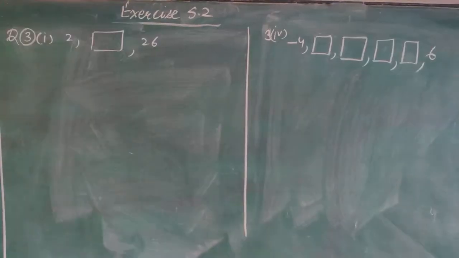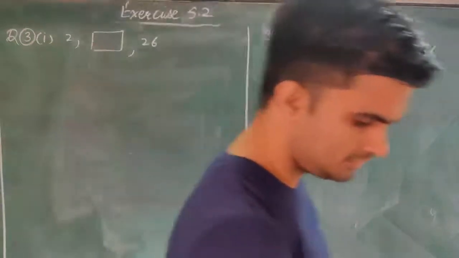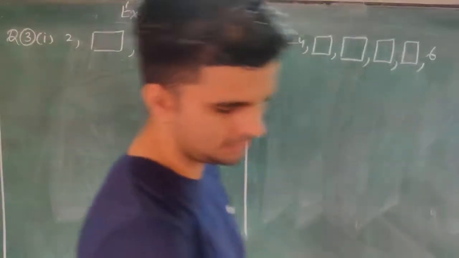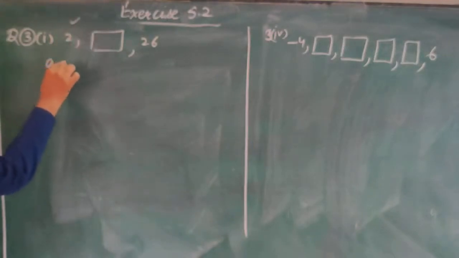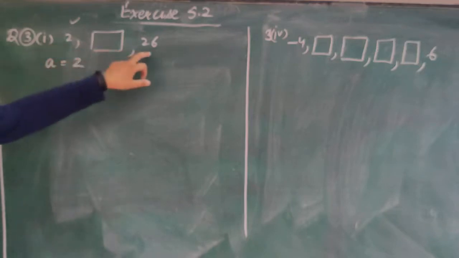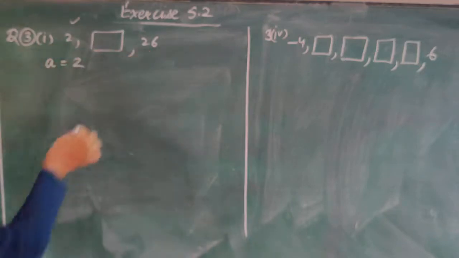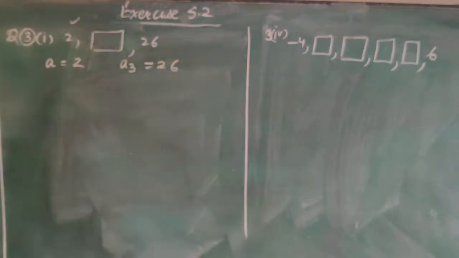Now I am taking two parts of question number 3. First one is 2, then the missing term, then 26. The question is, in the following APs, find the missing terms in the boxes. See, 2 is the first term, so I can write A is equal to 2. 1, 2, 3: 26 is the third term, so write it as A3 is equal to 26.